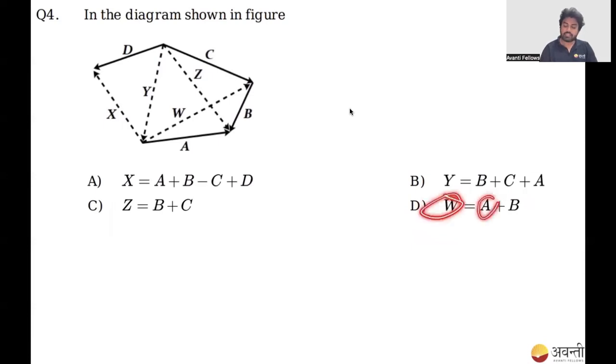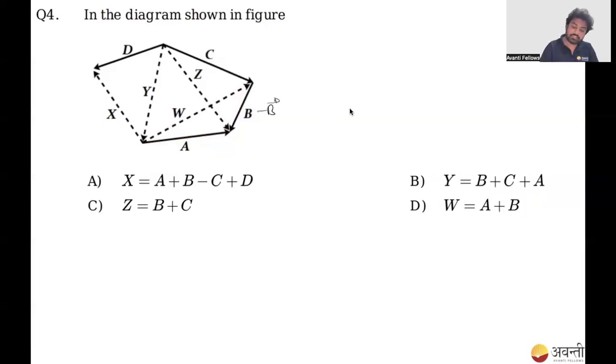W vector is equal to A plus B vector, right? So which is the W vector? This is the W vector. If I go from here, A vector, and this is minus B vector. This is not B vector, right? It is minus B vector because it is in the opposite direction as per the triangle law of vector addition.